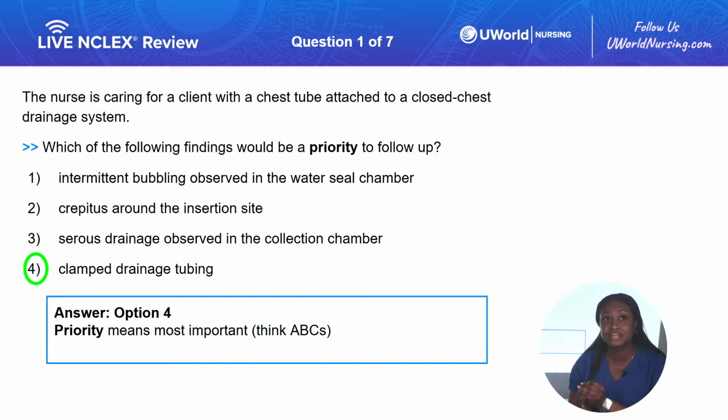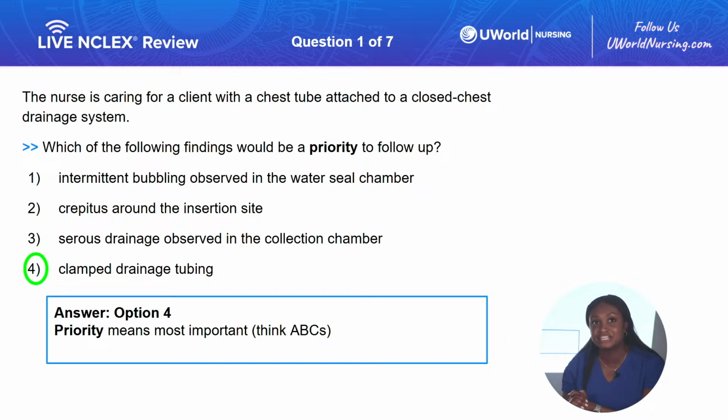Options 1, 2, and 3 are all expected findings of chest tube drainage. You might see intermittent bubbling in the water seal chamber. This is sometimes seen when a client takes a deep breath, or if it's newly inserted. Crepitus around the insertion site is again something you would expect to see because it's a foreign object in the chest trying to drain something out. We would be more concerned if that crepitus starts spreading up into the neck and other areas. But around the insertion site is an expected finding.